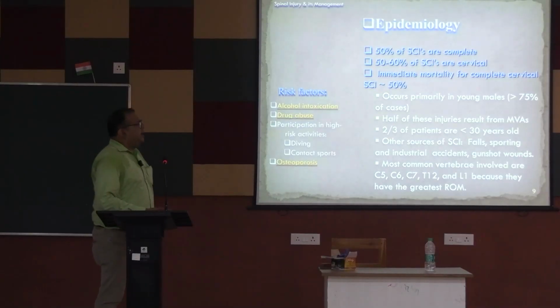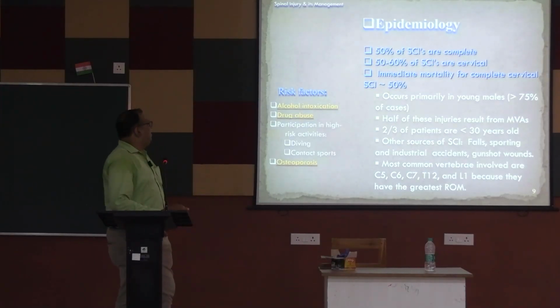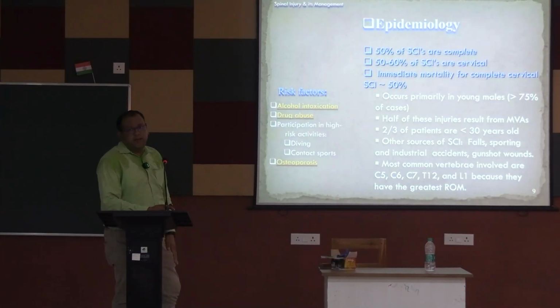So now epidemiology, not very important, right? 50% of spinal cord injuries are complete injuries. Complete injuries means there is total neurological loss below the level of the injury, and 50 to 60% of them are cervical. They are mainly cervical, and these occur in road traffic accidents.